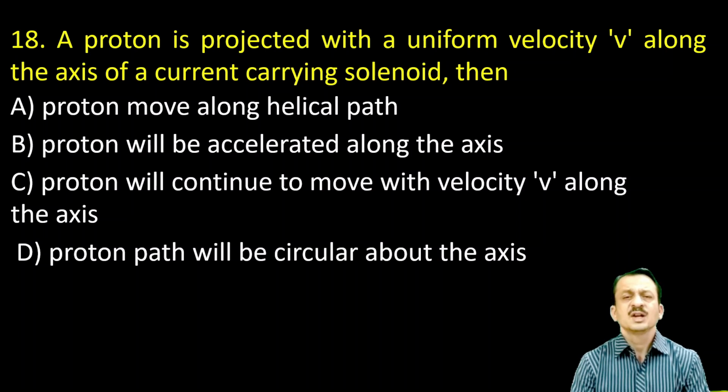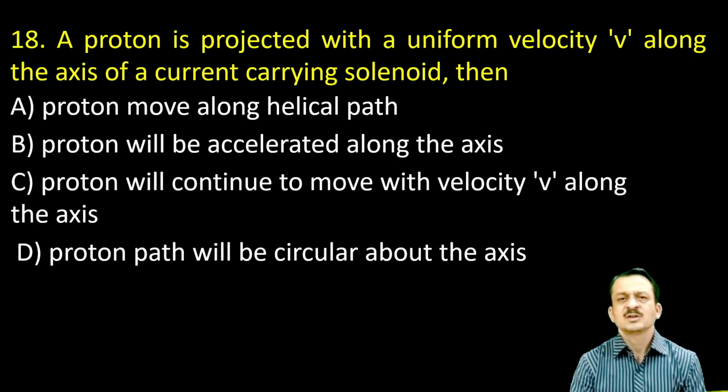Now in the case of a solenoid, we have a magnetic field only along its axis and the proton is projected parallel to the magnetic field. Therefore, the velocity of the proton and the magnetic field are parallel to each other and hence this proton will not experience any magnetic force. Therefore, magnetic force will not accelerate it. And since there is no electric field, there is no acceleration. Proton moves along a helical path: it is wrong because velocity is parallel to the field.